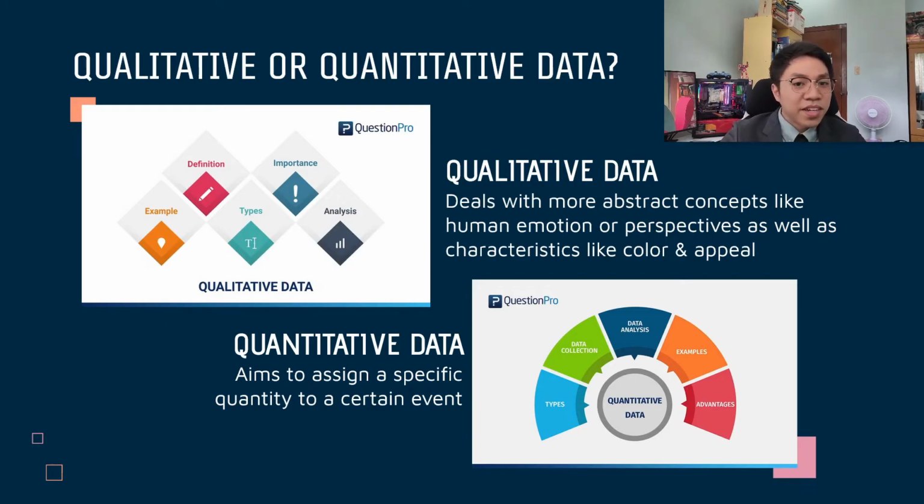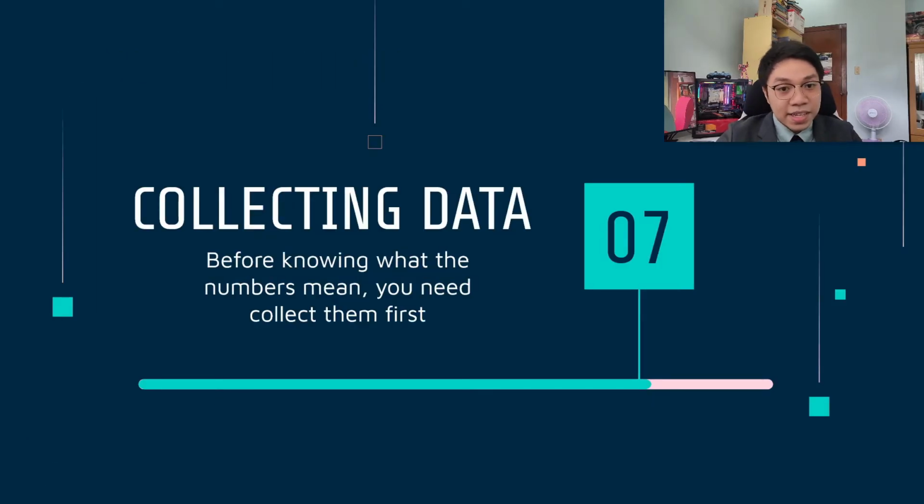So, what's the difference between qualitative and quantitative data? Qualitative data deals with more abstract concepts like human emotion or perspectives, as well as characteristics like color and appeal. Quantitative data, on the other hand, is simpler and aims to assign a specific quantity to a certain event. So, quantitative data deals more with numbers compared to qualitative data. And finally, collecting the data. Before knowing what the numbers mean, you first need to collect the numbers.